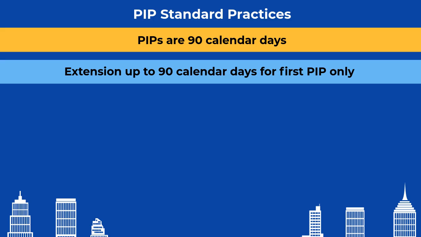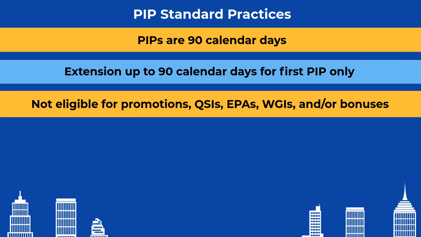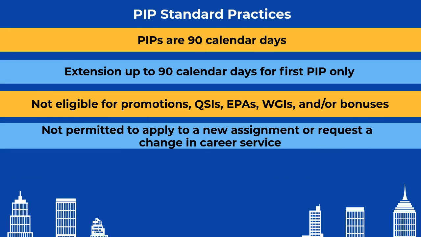An employee receiving a not meeting expectations in their performance summary is not eligible for promotions, quality step increases, exceptional performance awards, within grade increases, and/or bonuses. An employee on a PIP is not permitted to apply to a new assignment or request a change in career service except in rare cases with career service approval.